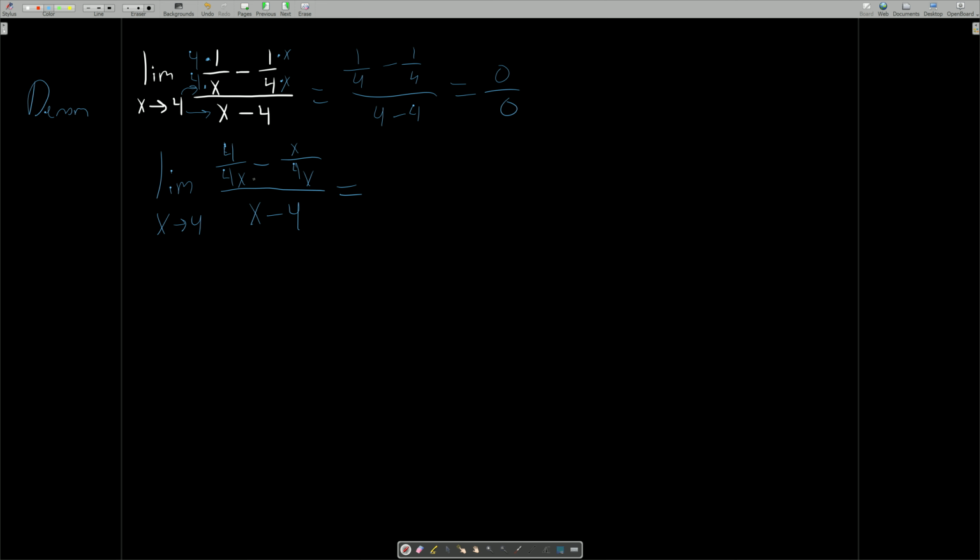Now that we have a common denominator here, this 4x and this 4x are the same, we can combine this fraction. So you get 4x over 4 minus x, because 4 minus x here, over 4x, all over x minus 4. You see that this 4 minus x and this x minus 4 look really similar. They're sort of like opposites of each other.